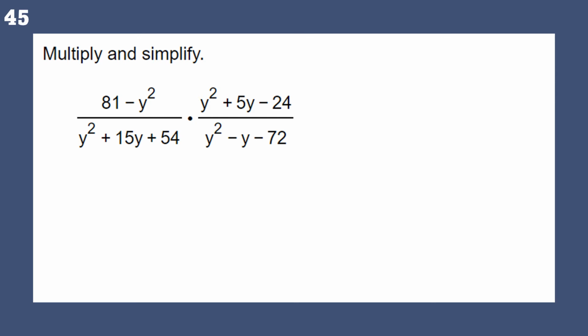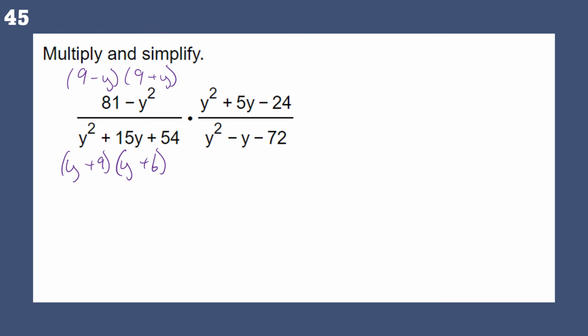I'm just going to start up here in the top left, and I just write right over top. Some of these aren't too bad because we have 9 minus y and 9 plus y because this is a difference of squares. On the bottom, I need two numbers that multiply to 54 and add to 15. And so that's y plus 9 and y plus 6. That's not too bad. And I'm going to keep going. I'm going to do the other side too.